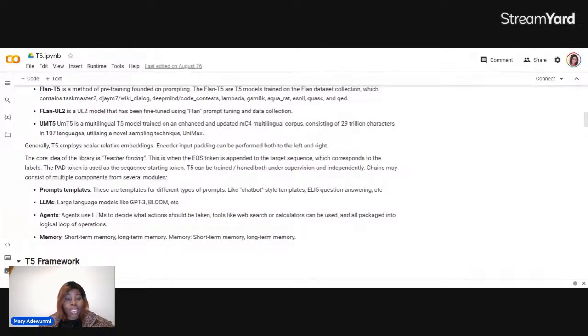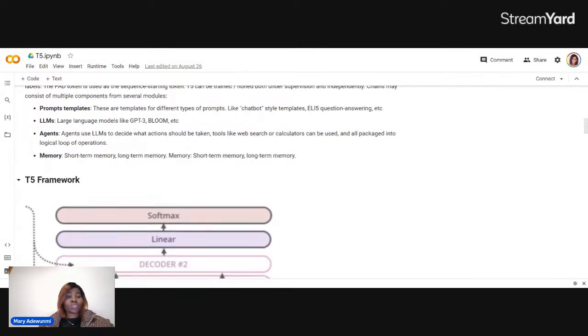The LLM models like GPT, like Bloom. We have a lot of them like that. I intentionally put the GPT, just so you know they are connected together. Then agents, then memory. They use short-term memory and long-term memory. So whenever you're using it, you must have enough memory space, like RAM, so you get ready to use that.